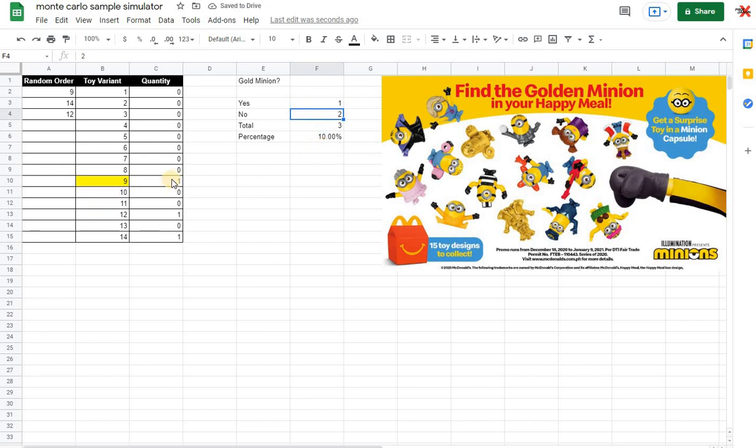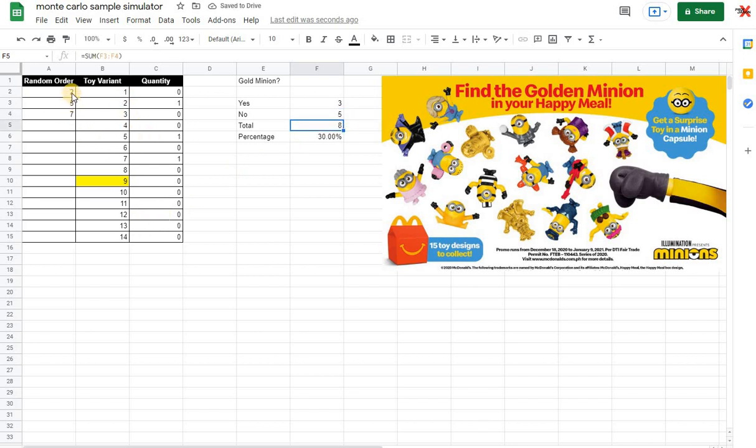Fourth attempt, we got the golden minion again. So that's 9, 12, and 14. So we are going to put 2 here. Fifth attempt, 8, 14, and 1. So we're going to put 3 here. Sixth attempt, we got the golden minion again. So 1, 9, and 13. So 3. Seventh attempt, we got 7, 11, and 12. So this is the fourth time we did not get the golden minion. Eighth attempt, we got 10, 2, and 13. So we did not get the golden minion again. So 5 now.